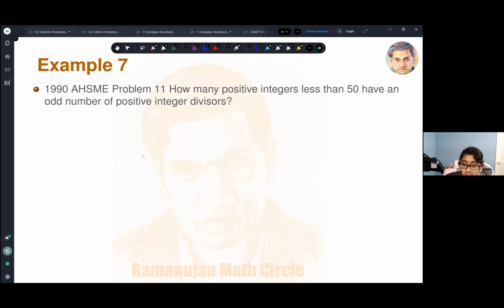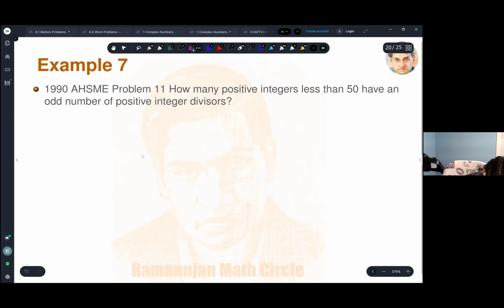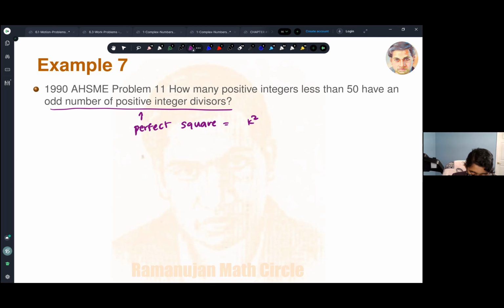Okay, for this question, I'm going to lay a claim and we'll try to go around and investigate this claim. I'm going to lay a claim that the only numbers that have an odd number of positive integer divisors are perfect squares. And what perfect squares are, powers of 2. Just for the vocabulary. So I'm going to say that's only perfect squares, and we'll figure out why.